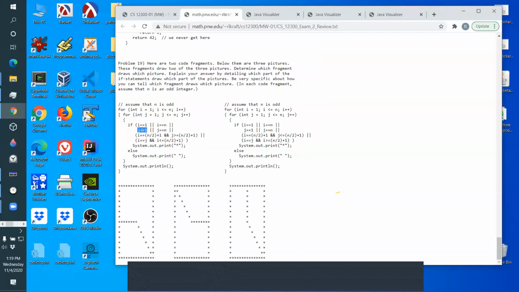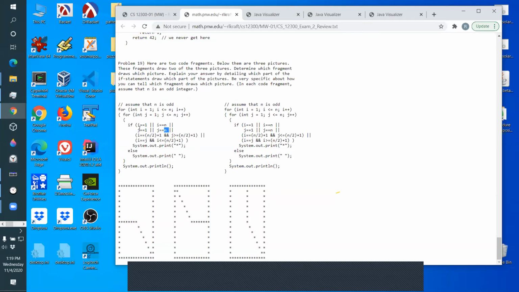Notice this is or. So if you're on the top edge, or you're on the bottom edge, or you're on the left edge, what's this guy do? The right column. And why is that? Because it's J equals N, and J is the column counter, and N is the last column. N is the dimension, that's the last column. So this is saying when the column counter is equal to the last column, print a star.